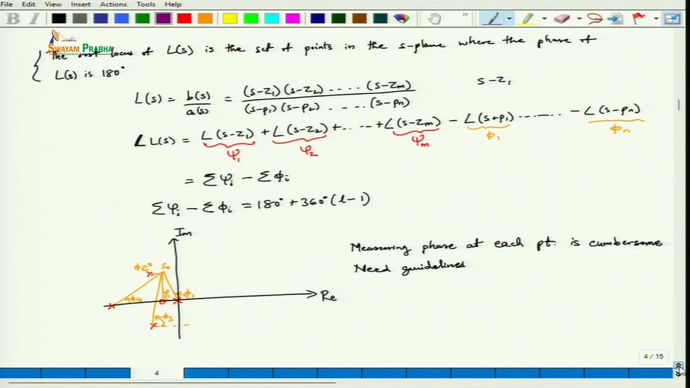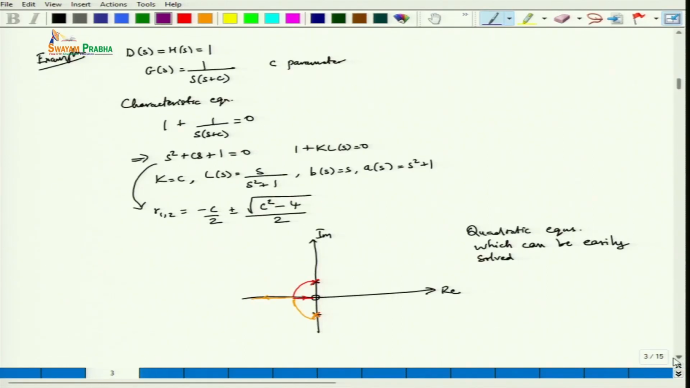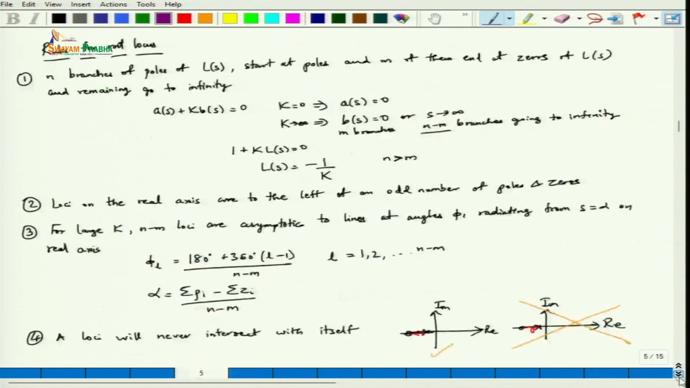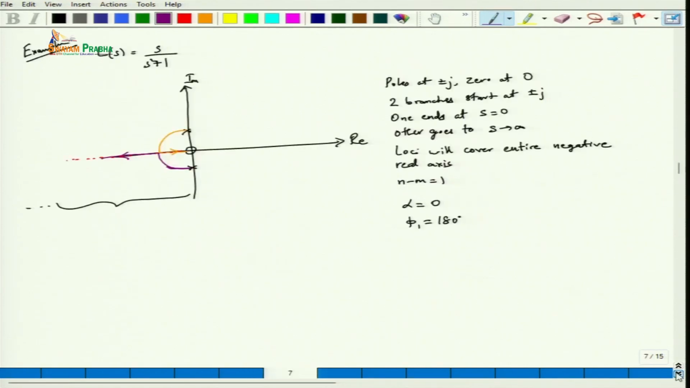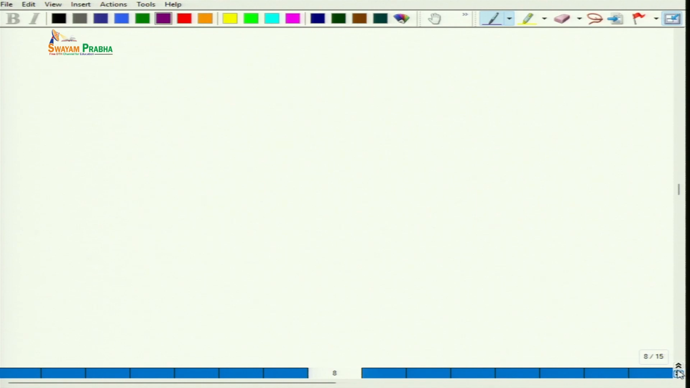So this is the pole 0 case, and even when we did it using the quadratic equation, we got the same result. So the quadratic equation and these rules for root loci we have discussed give us the same result. Now we will discuss another example.